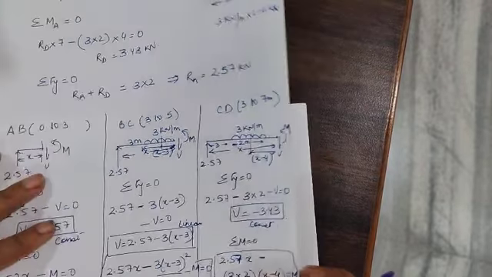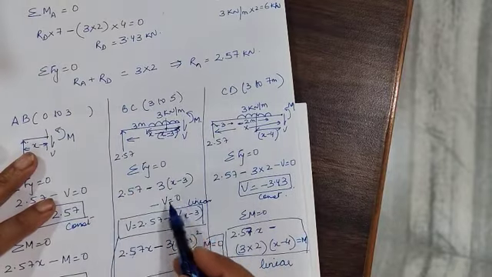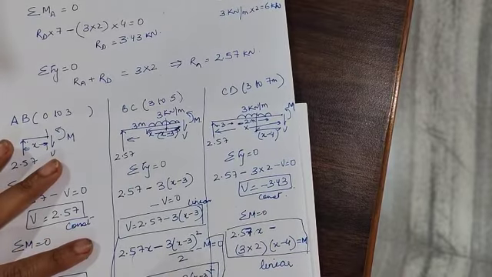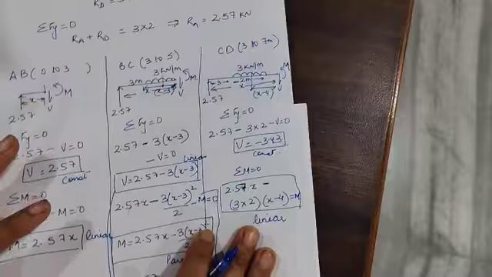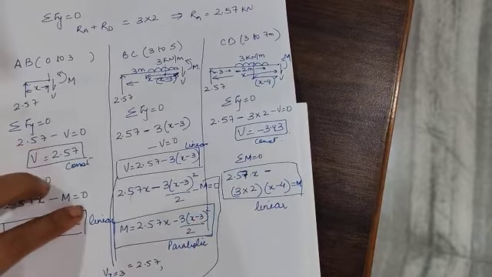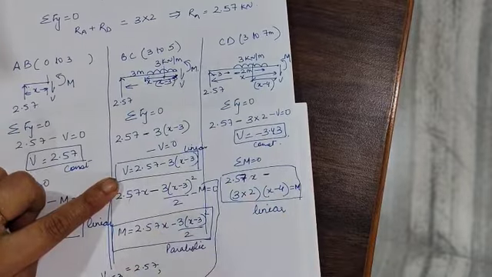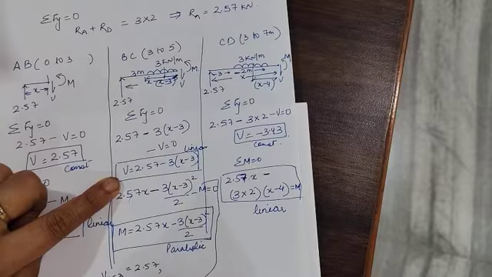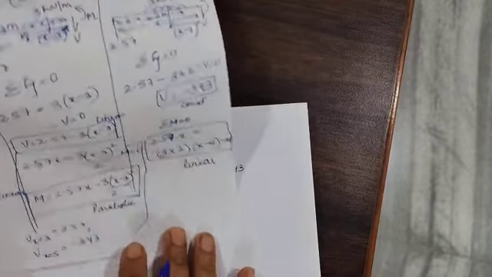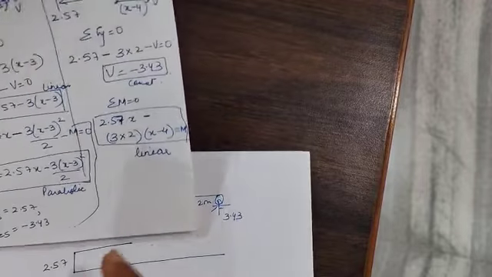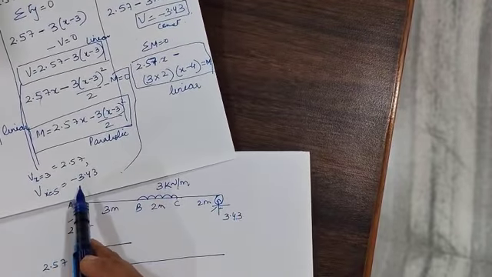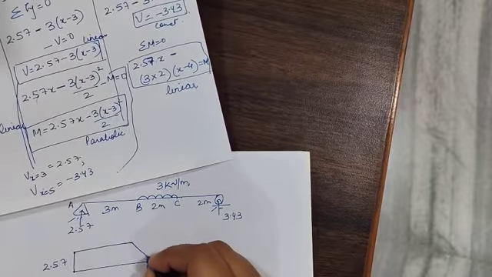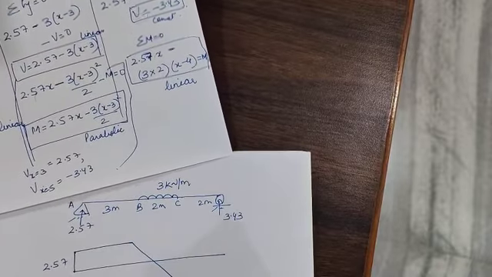Okay. So when you are saying BC, you will put x is equal to 3 here. In this equation, your V at x is equal to 3 becomes 2.57. Okay. Similarly, you will find V at the end of the section, that is 5 meters. Put x is equal to 5 here. You will get the answer of minus 3.43. Okay. So it means it will start at 2.57. It will end at minus 3.43. In between, the variation is linear. So this is 3.43.